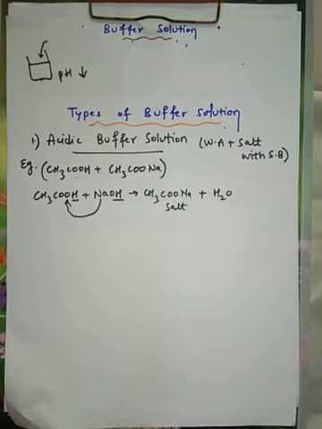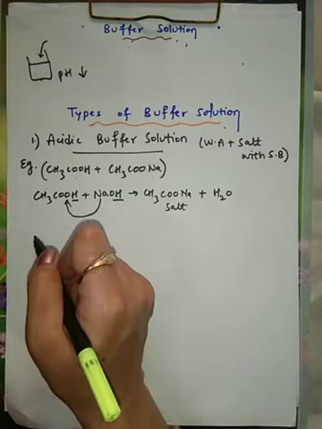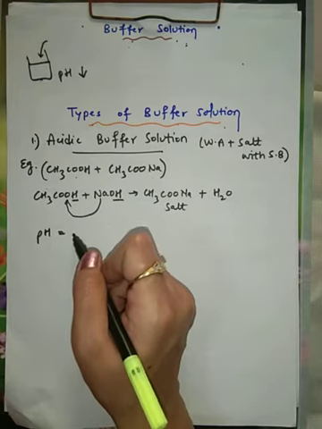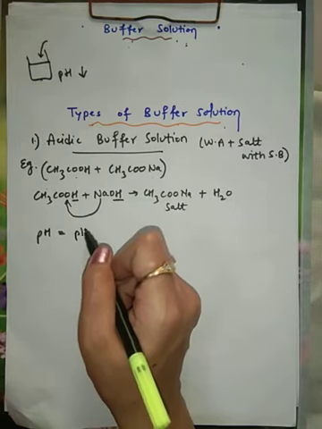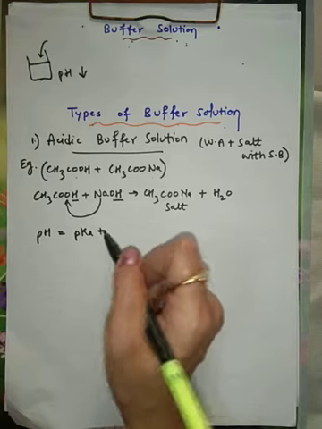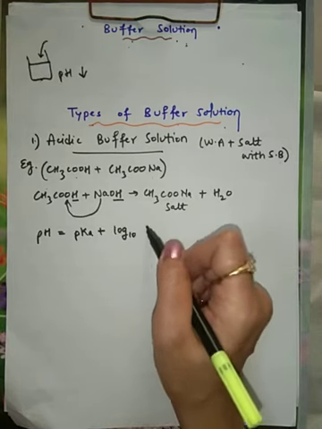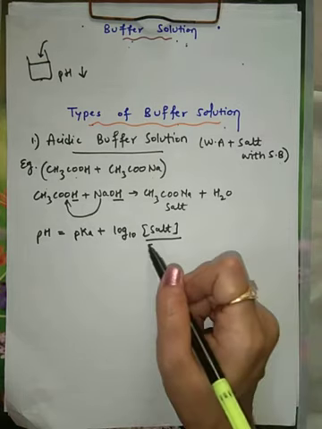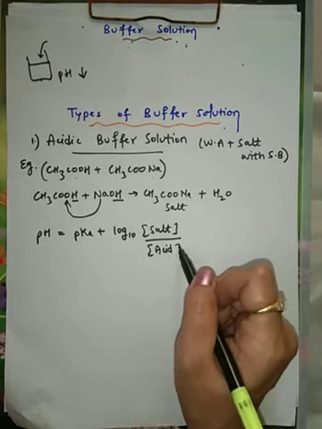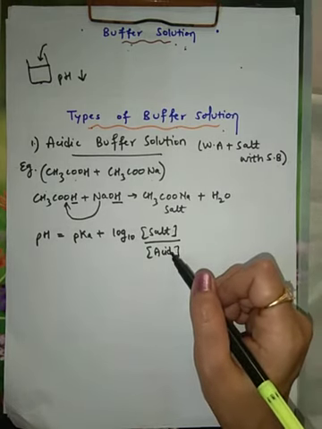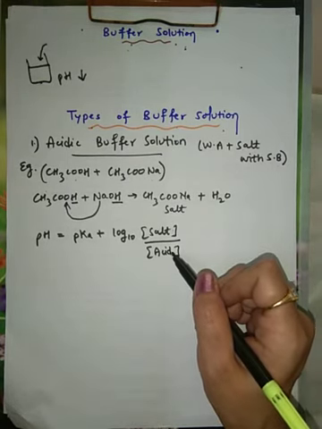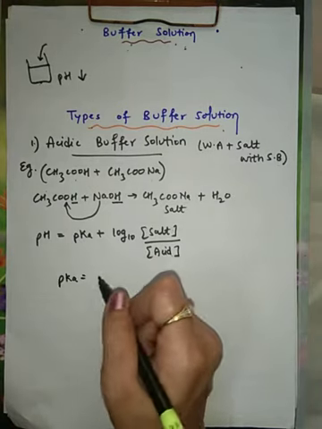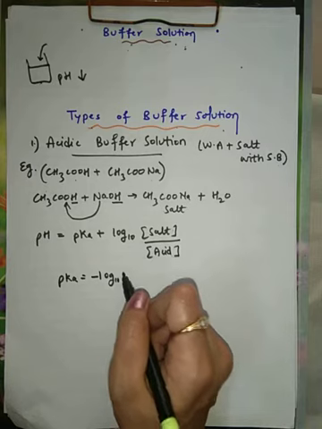Now, what will be the pH of such solution? pH of this acidic buffer solution is given by equation pH is equal to pKa plus log to the base 10 of salt concentration upon concentration of the weak acid. These are the two components of which our acidic buffer solution is made up of. And we know what is pKa. Here pKa is nothing but negative log to the base 10 of Ka.